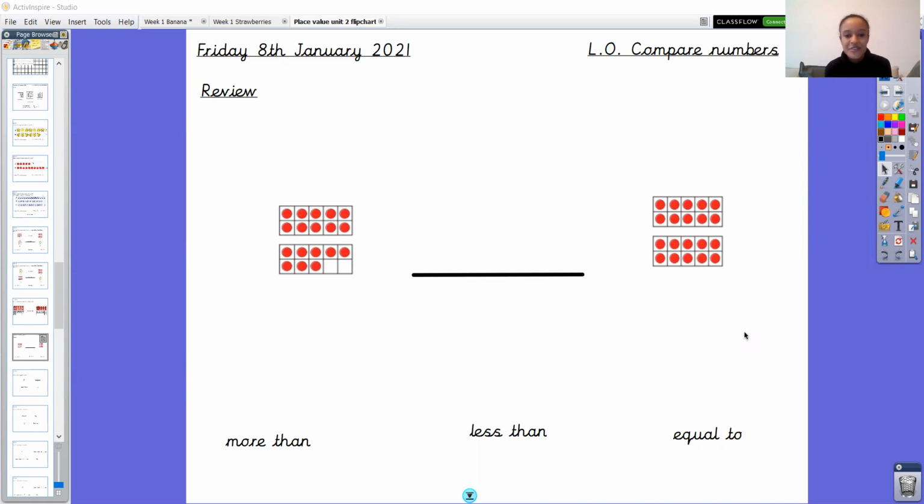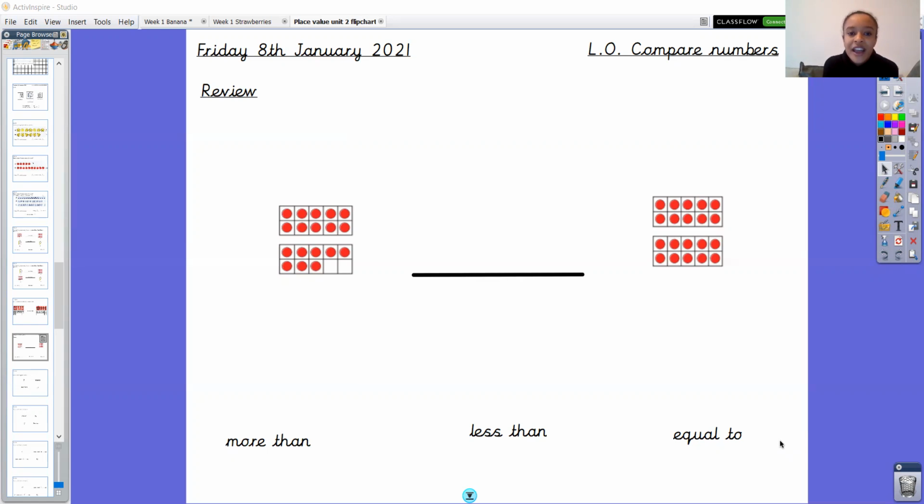So as you can see on the board for our review section of our maths session, we have got a question from yesterday where we were looking at two groups. We've got two lots of tens frames, one on this side and one on this side. We had to find out what the number was on one side, find out what the number on the other side is, and then use our comparative language, our more than, less than, or equal to, pop in the middle to make it a sentence, okay?